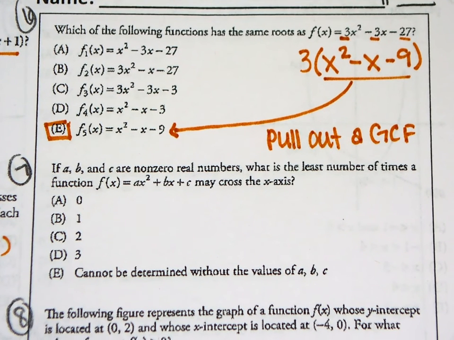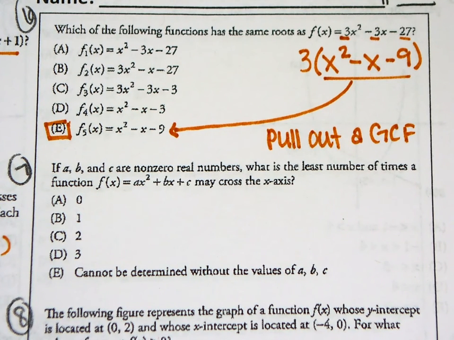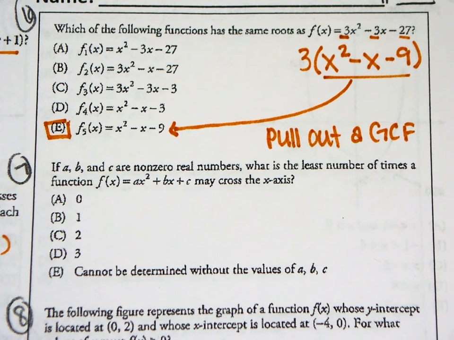You don't have to waste your time doing factor by grouping. This problem would take entirely too long if you wanted to do that. So what I would recommend is going ahead and just looking for GCFs to be able to simplify.